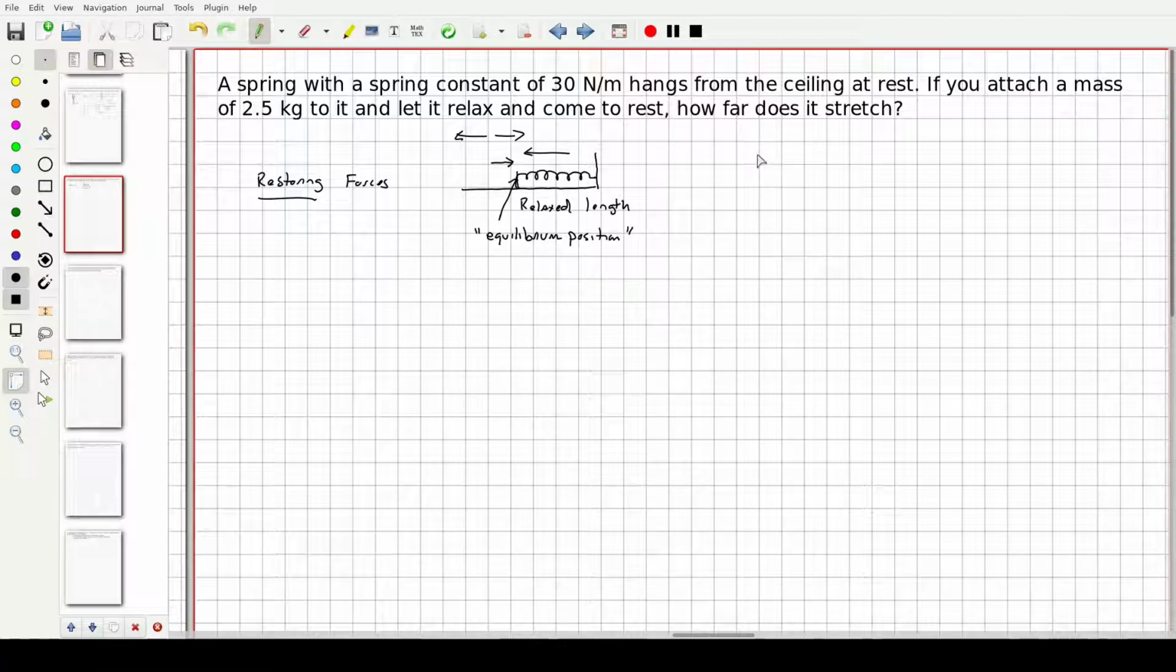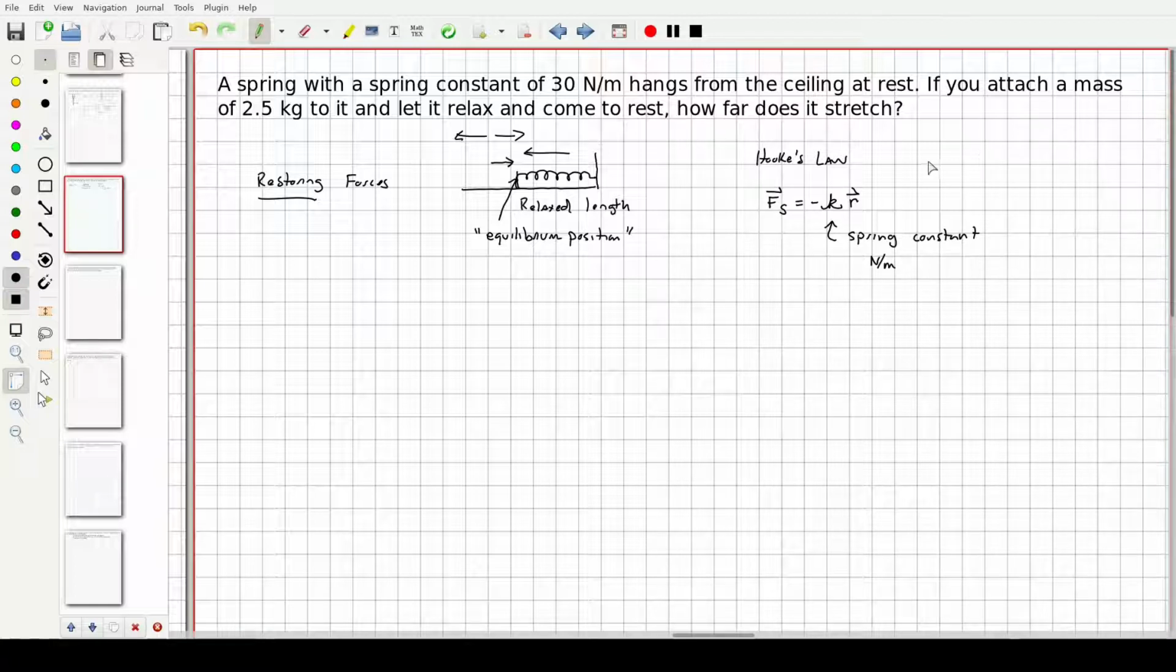Now, there is a law called Hooke's law that describes how springs behave. I'm going to call spring forces F sub S equal to minus K times R. Now, K, which is a constant, is called the spring constant. It has units of newtons per meter.